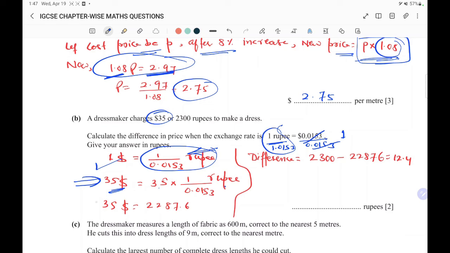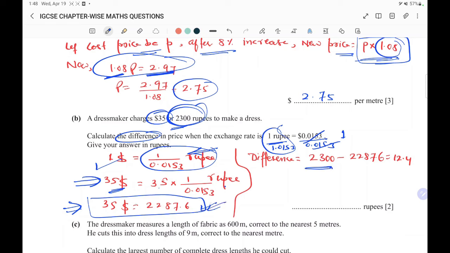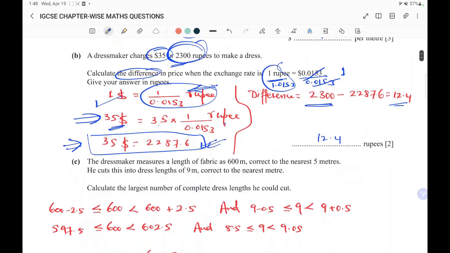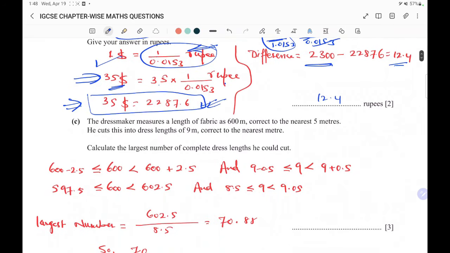Just calculate that. What I got here is $35 equals 2287.6 rupees. But the price in terms of rupees was 2300. They're asking about the difference. So the difference will be 2300 minus the actual $35 value, which is 2287.6. Just take the difference and you will get 12.4.